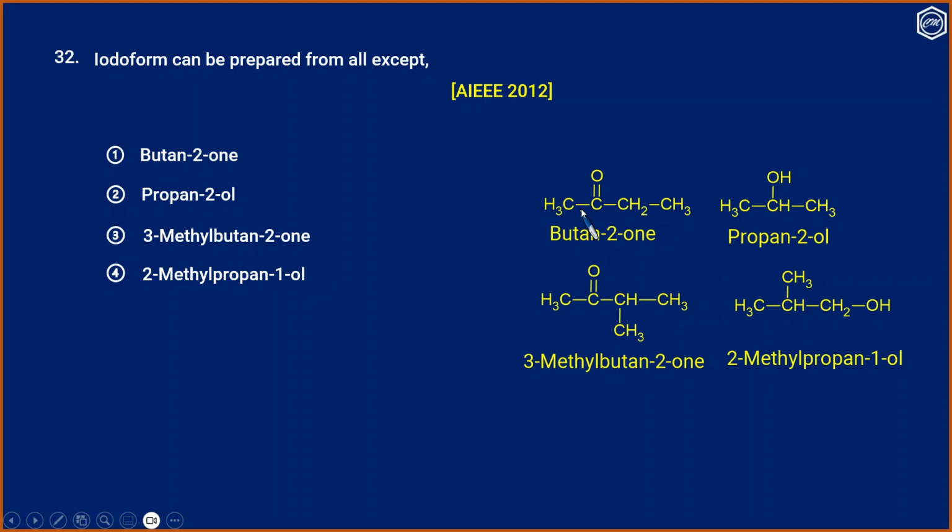And here we have the CH3CO grouping. Here also we have the CH3CHOH part. And here also the CH3CO grouping. So these three compounds will give the iodoform test. But 2-methylpropan-1-ol will not give the iodoform test. So the answer is 2-methylpropan-1-ol.